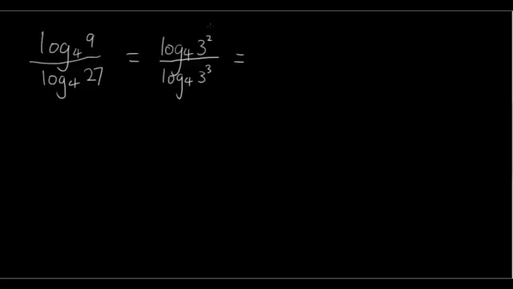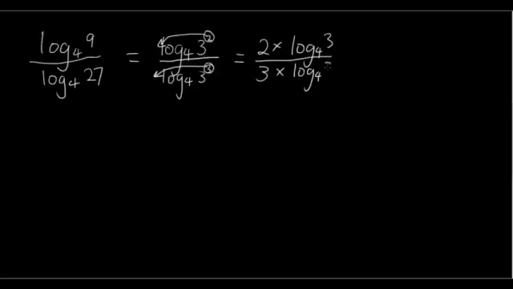And now we can use log rule number 3 to bring the 2 to the front and bring the 3 to the front. So now we have 2 times log base 4 of 3 over 3 times log base 4 of 3. And now we have both the top and the bottom. These two terms are exactly the same. So the same number divided by itself is just 1. So now we're left with 2 over 3.